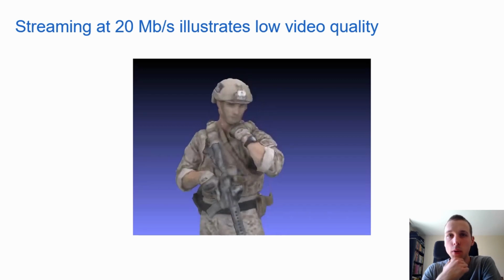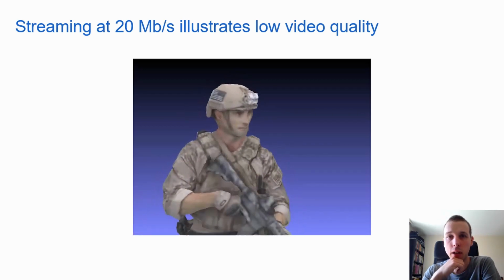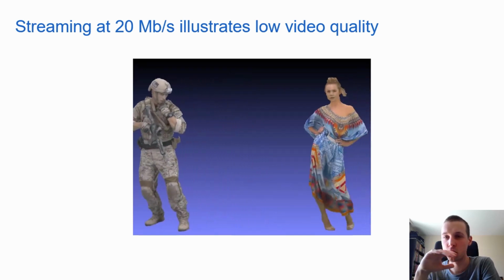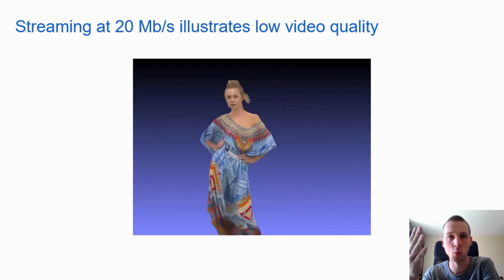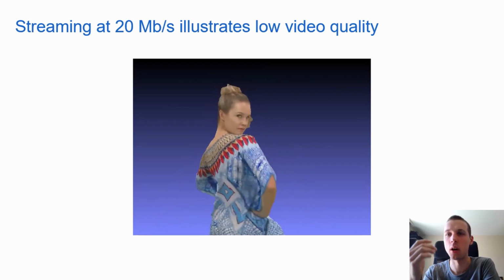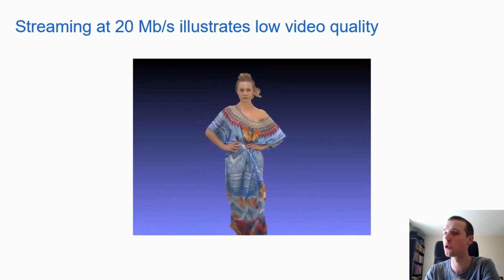To give you an example, this is what the video looks like at 20 megabit per second. You can actually very clearly see the low quality, especially when switching. When you zoom in on the woman here, you will see that texture gets a bit lost and there are some artifacts visible in the video. This is just one of the videos.